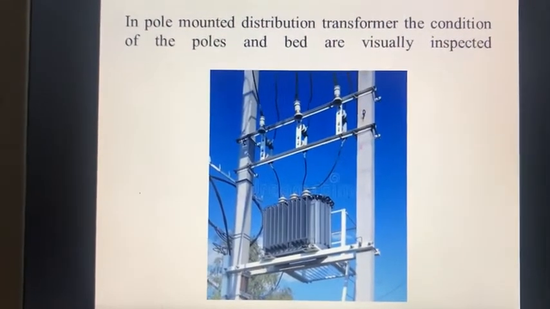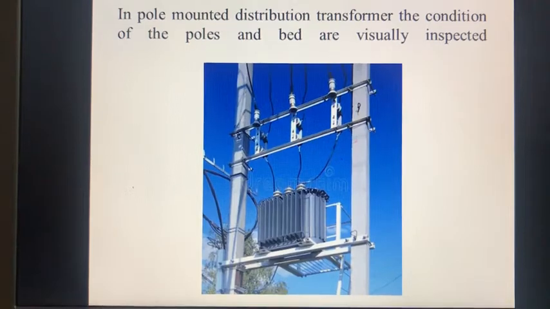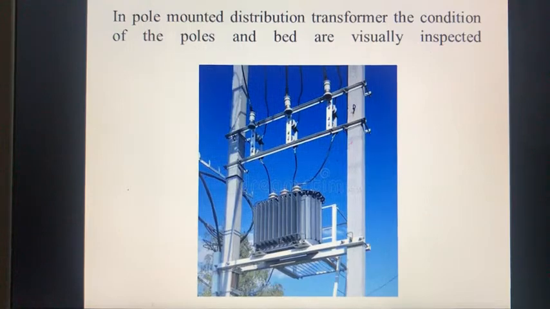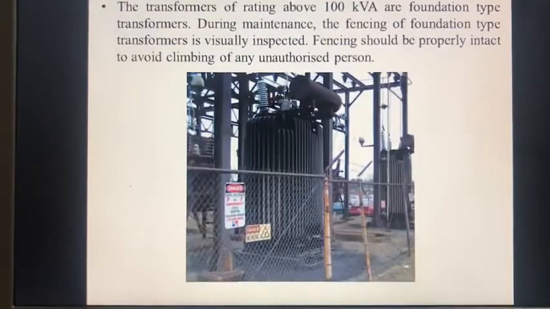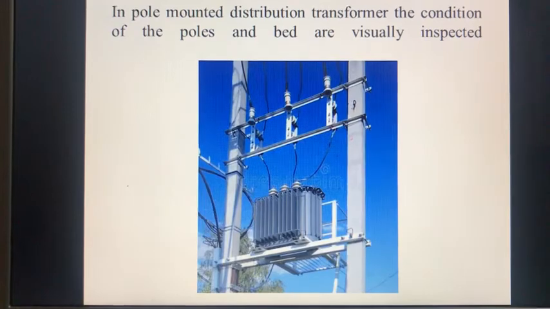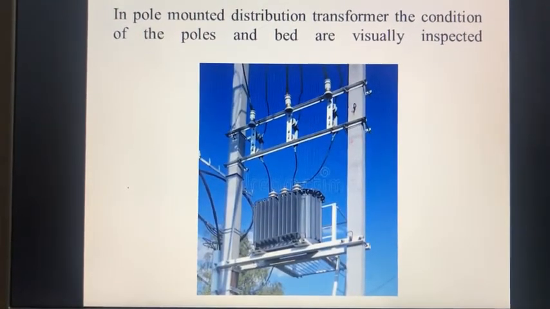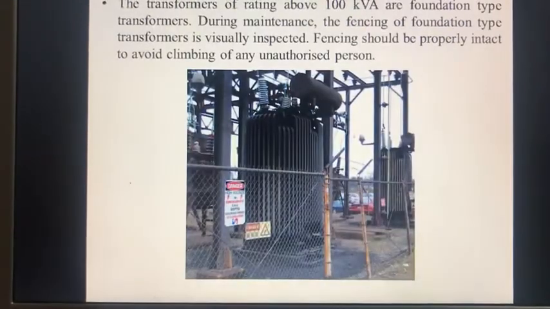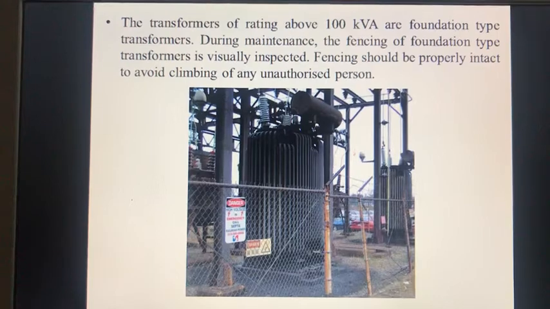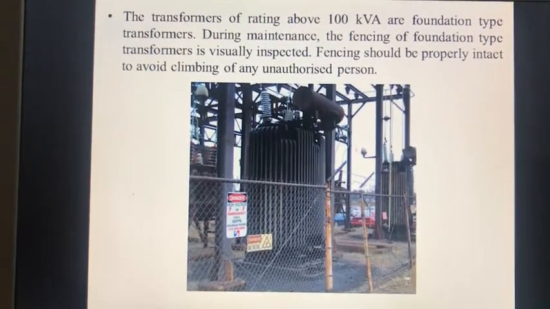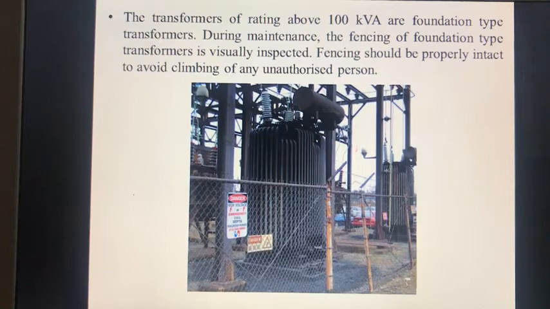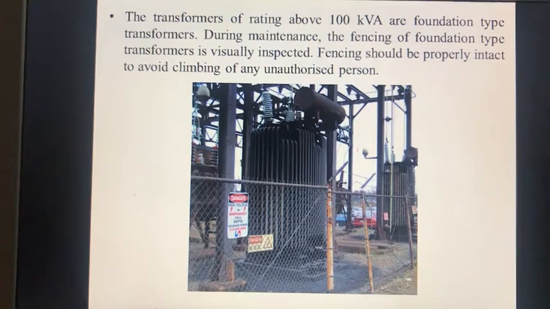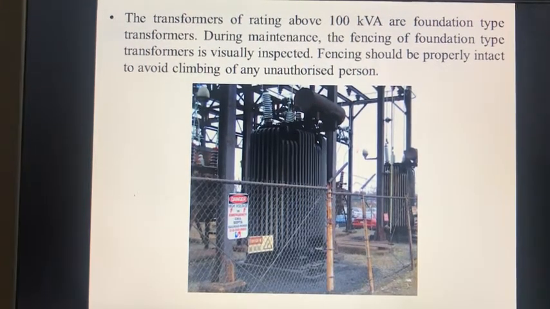So here we can see the pole mounted transformers. The mounting of distribution transformers can be done in two ways. One is the pole mounted distribution transformers, the other is the foundation type transformers. In pole mounted distribution transformers, the condition of the poles and the beds can be visually inspected. The transformers which are rated above 100 kVA are the foundation type transformers. During their maintenance, the fencing of the foundation type transformers is visually inspected. It should be properly intact to avoid any climbing by any unauthorized person.